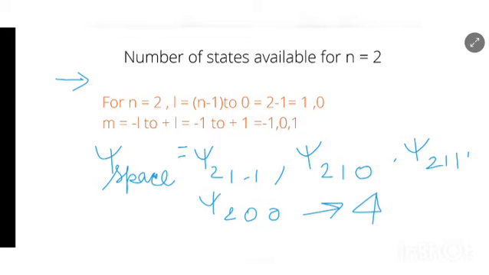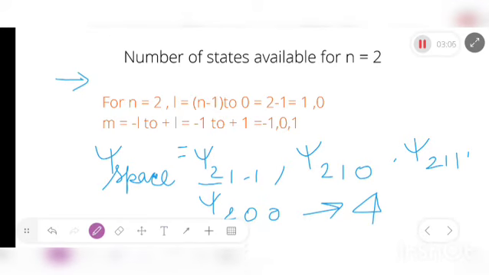Now we know that any wave function has two parts: a space part and a spin part. For the space part, we can represent any state as psi n l m. Here the value of n is the same everywhere, that is n equals 2. The varying part is L. Now we are substituting the value of L as 1.